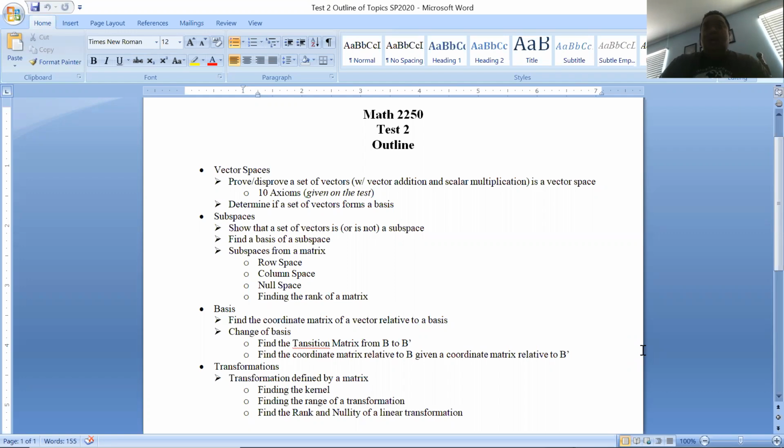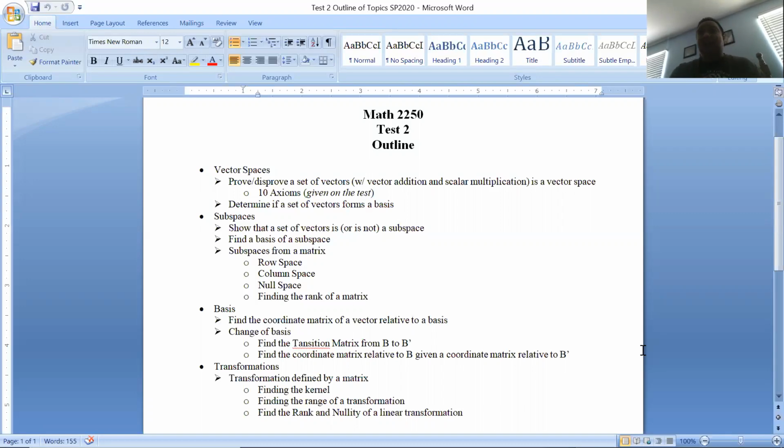Okay. And so the main thing on vector spaces is, can you tell if a given set of vectors, with the two operations, vector addition and scalar multiplication, forms a vector space? So this means showing all 10 axioms are actually going to be true. Again, expect them to not be your standard basis or standard vector spaces, right? So don't expect something like R3 or your Pn or your matrices, right?